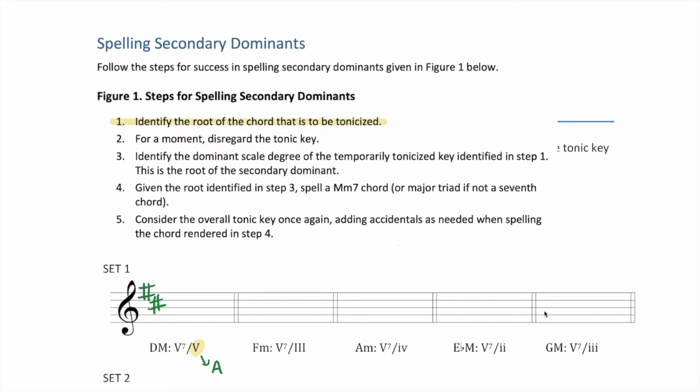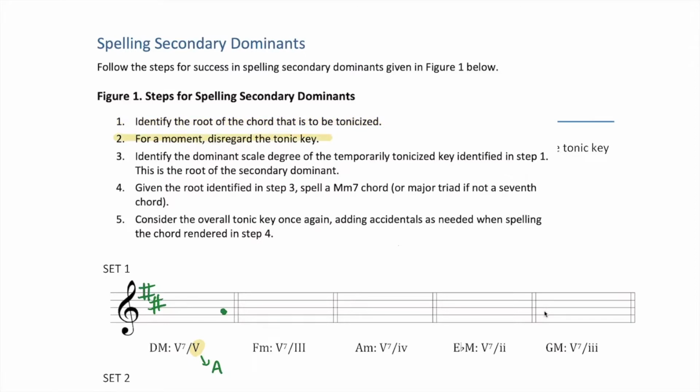That's going to be an A chord. If it helps to write that down to remember it, go for it. Some people also like to just lightly in pencil put the note on the staff that they're tonicizing. This is not going to be part of the chord that we're spelling, but it's like a placeholder just to remember the chord that you are tonicizing. Okay, now for the fun part.